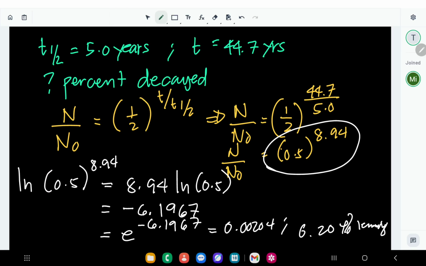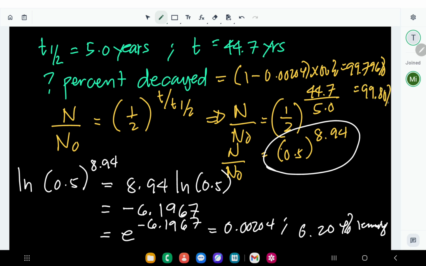Then we calculate the percent decayed. Percent decayed is just 1 minus 0.00204, times 100%. So I got 99.796%, or 99.80% of the sample has decayed. Your answer is correct.